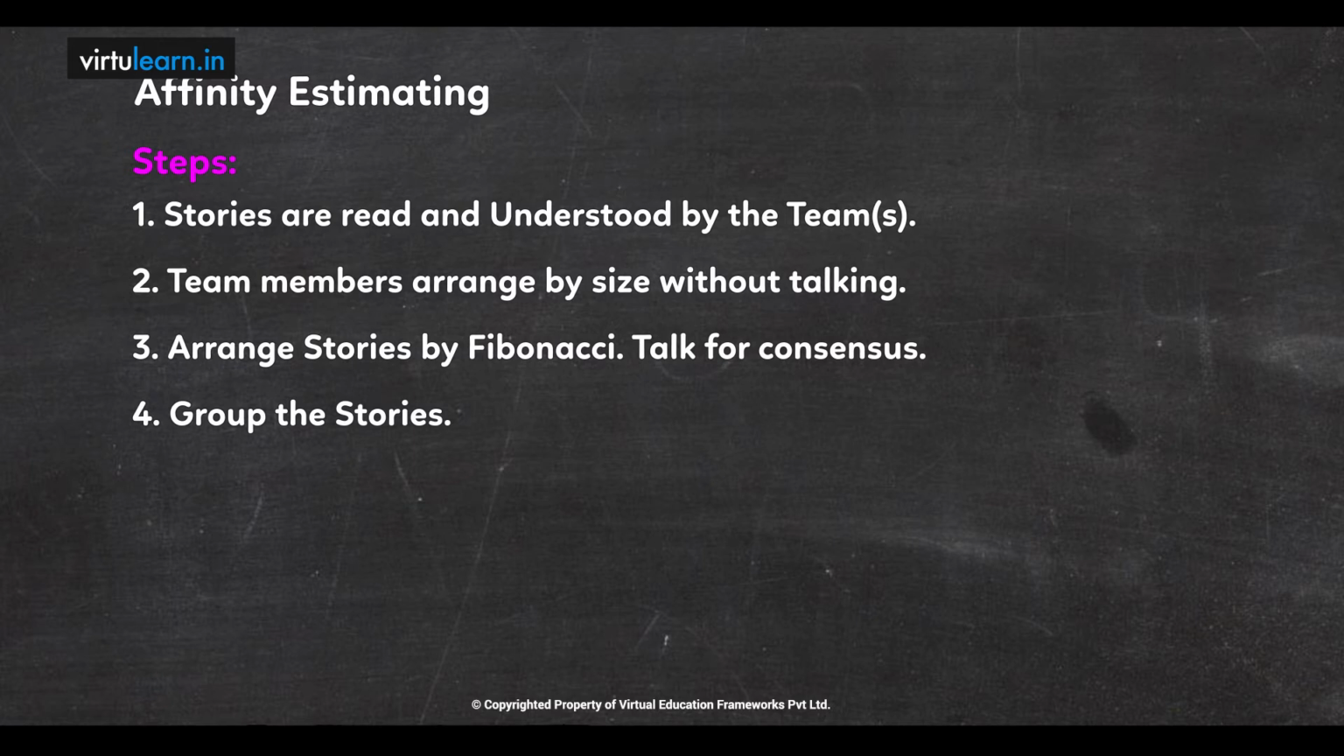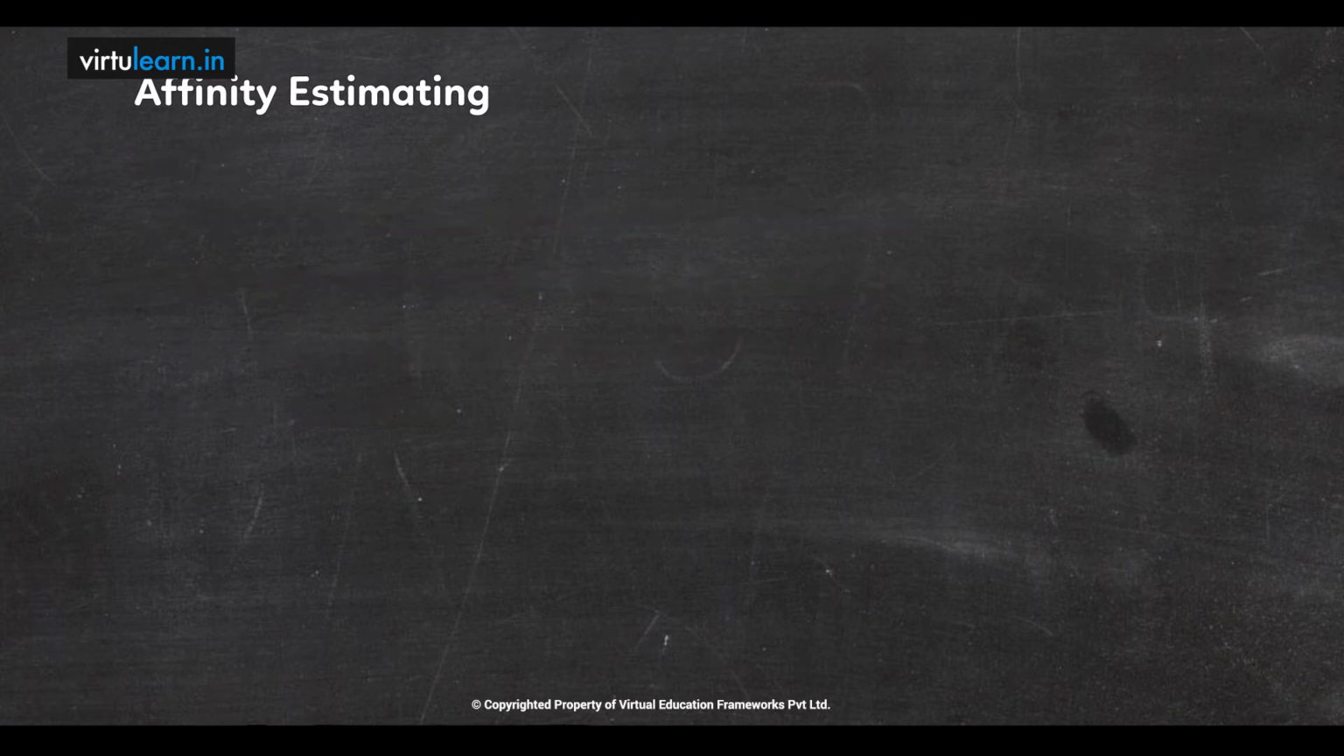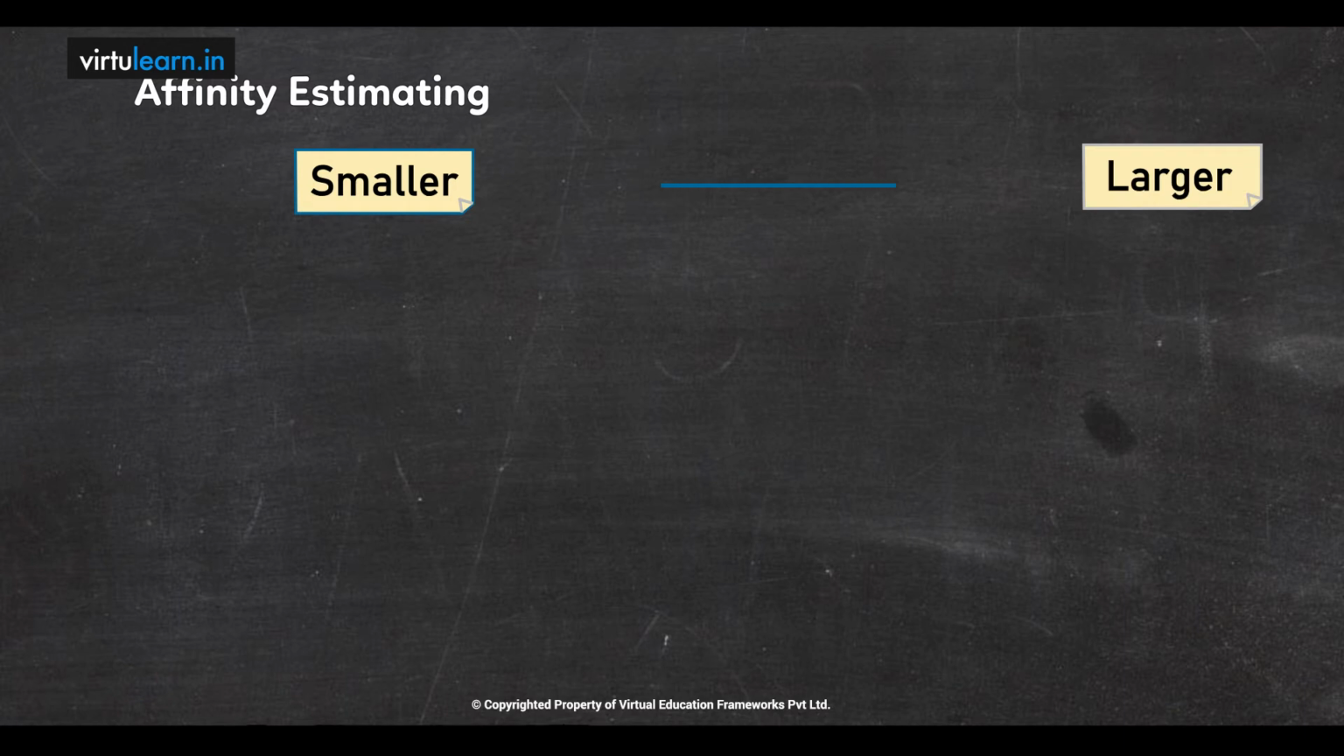How do we do this activity? We will start by giving these stories to the team members. The team members read the stories and we will ask them to put these stories in two sides, smaller on the left hand side, larger on the right hand side.